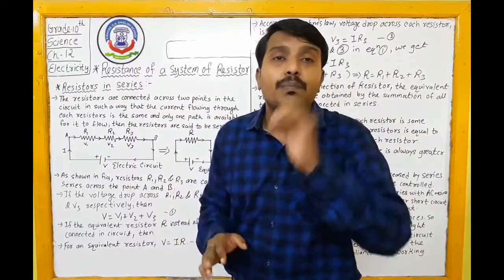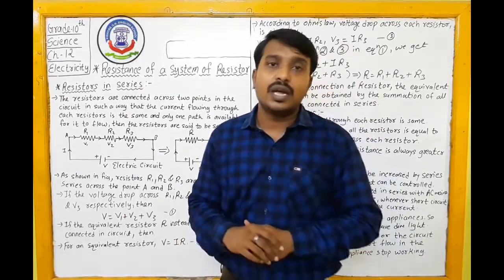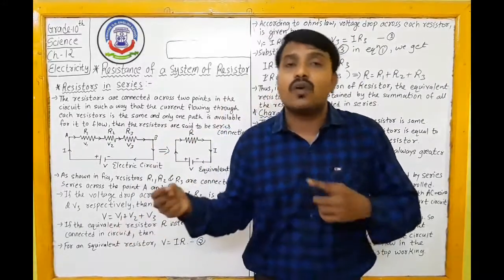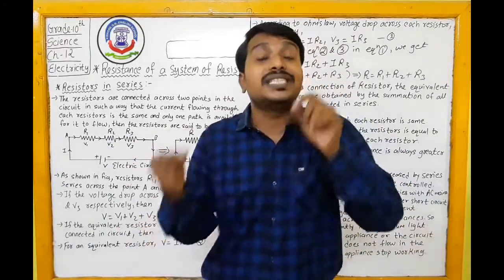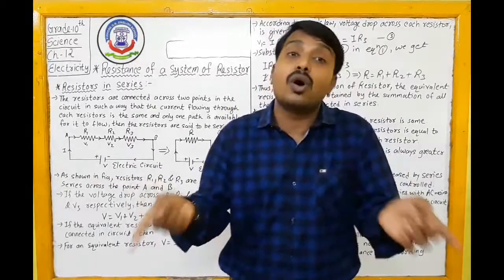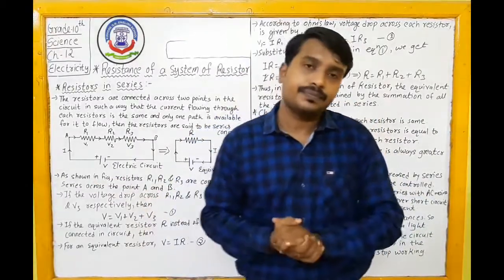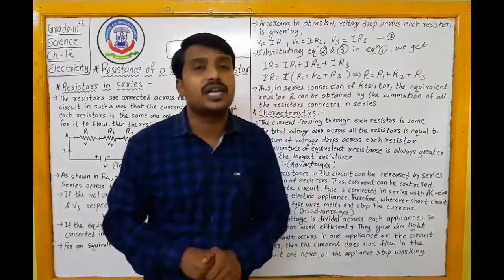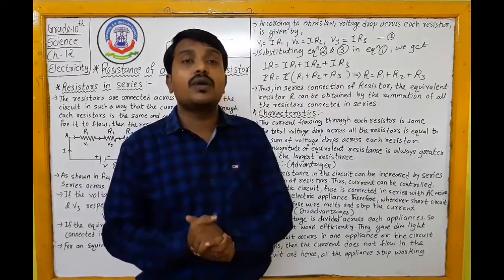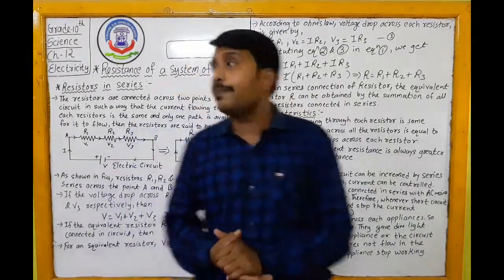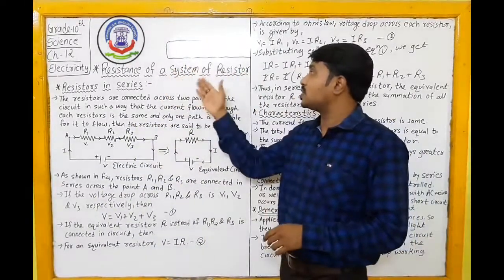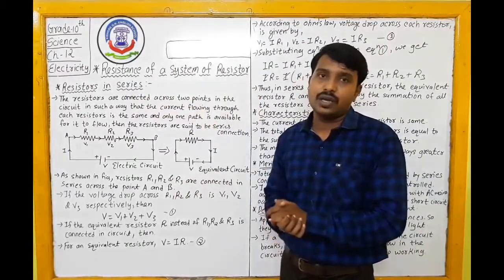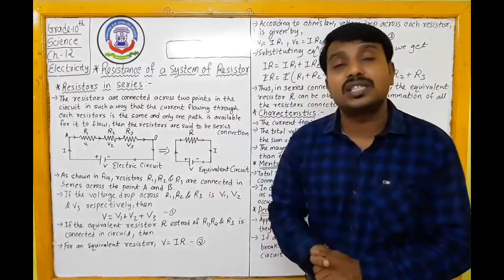That is the biggest disadvantage of series connection, that if one of your electric appliances stops working, then whatever remaining appliances are in series connection with that appliance also stop working. Okay dear students, so these are the disadvantages or demerits of series connection of resistors. So here we have learned in detail about the resistance of a system of resistors, in which we have learned about the resistors in series connection.